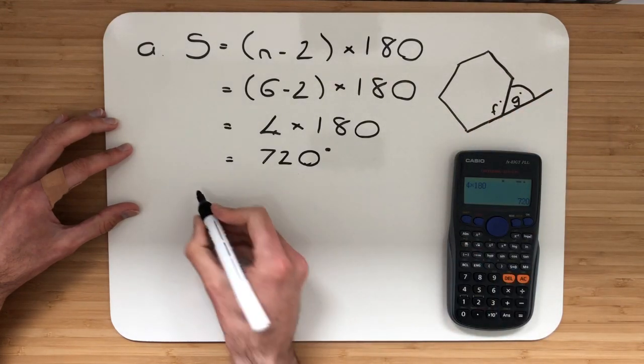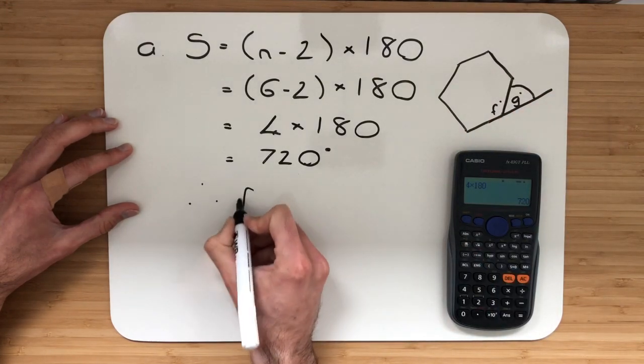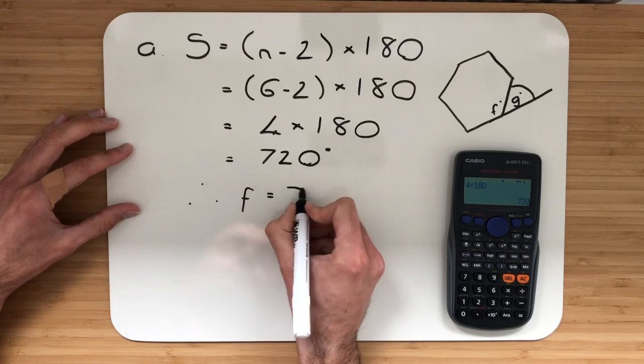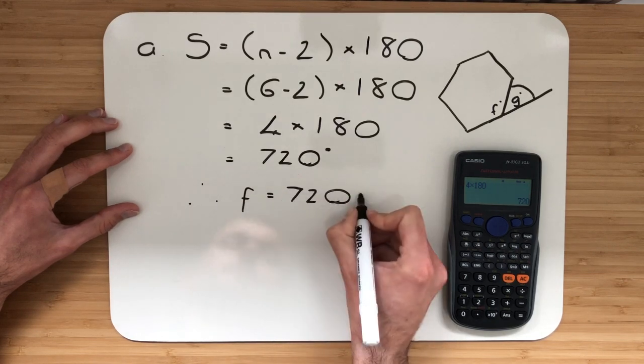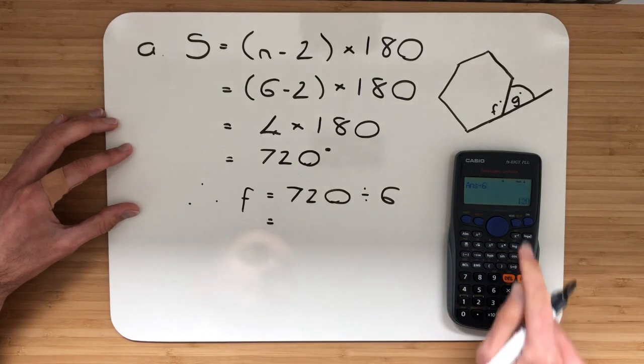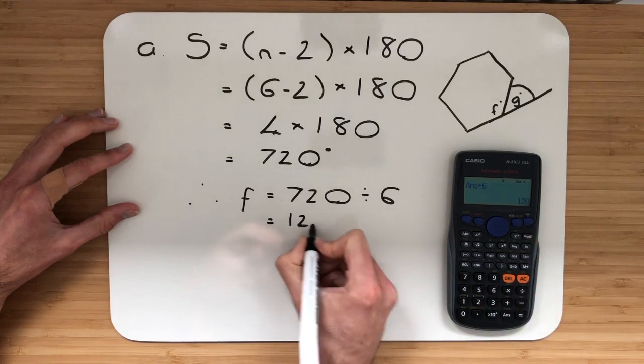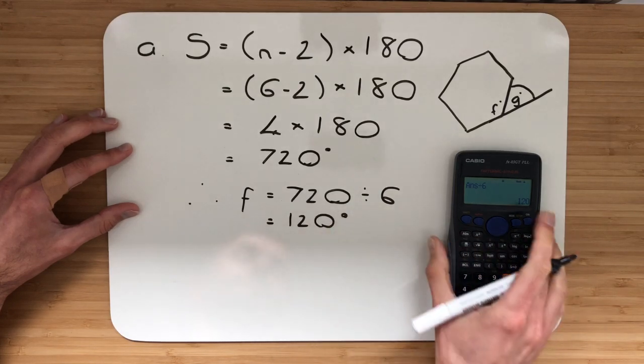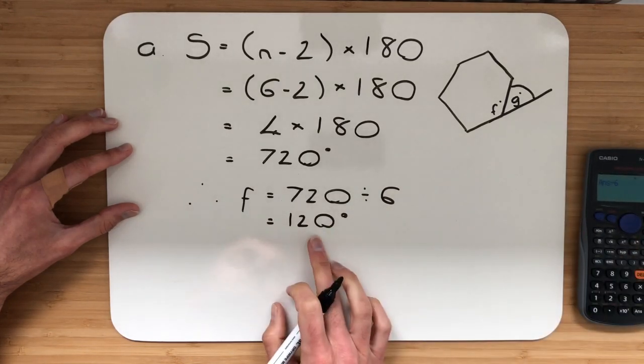I just want 1, so therefore F will be equal to 720 divided by 6, and I'll get a final answer of 120 degrees. So that's my interior angle.